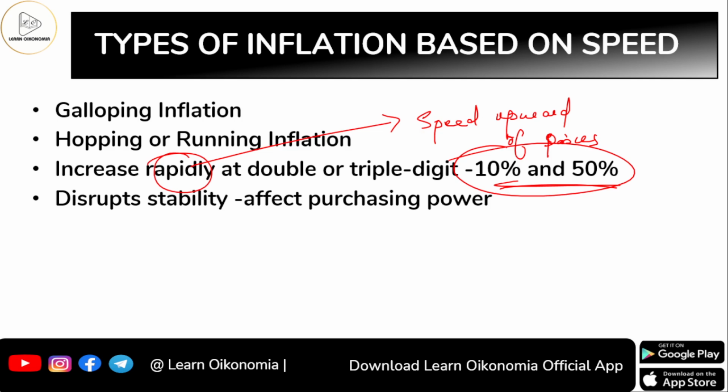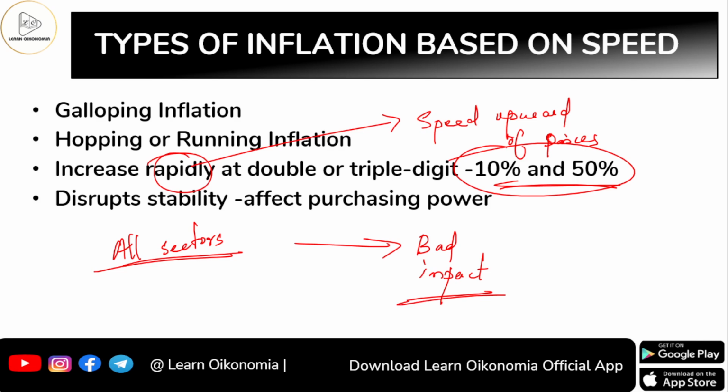Now what will be happening? It will be affecting all sectors, so all sectors will be affected very badly. It would lead to some bad impact. The purchasing power of people, the purchasing power of money, will be coming down. So altogether there would be a problem. People will demand more wages, and again that will lead to more inflation. So it's all about a kind of uncontrollable inflation.